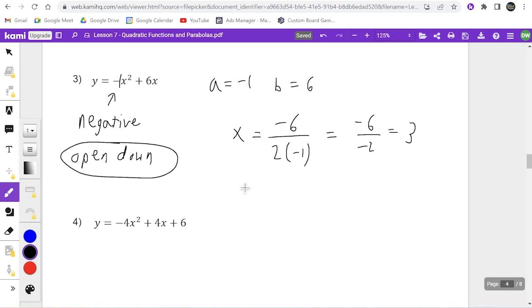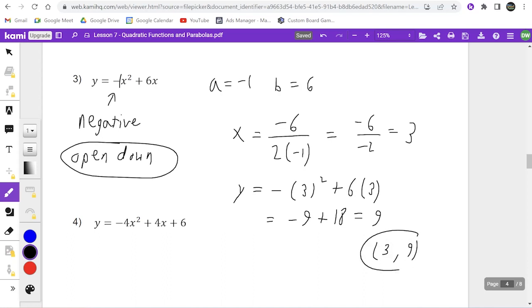And now I just got to plug that into my original equation. Y equals negative 3 squared plus 6 times 3. Order of operations says to square it first, so 3 squared is 9, and then apply the negative. So it's negative 9 plus 6 times 3 is 18. Looks like the y value is positive 9. That means my vertex is going to be at 3, 9. Hopefully you got that right.